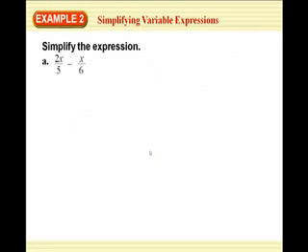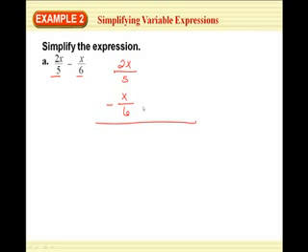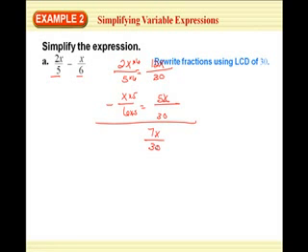Okay, simplifying variable expressions. Now here's those like terms again. We don't have common denominators, so I'm going to write them on top of each other again. We have to get a common denominator for 6 and 5, so you do it just like we did before. It's 30, 6 times 5. So I do x times 5, which is 5x, and times 6, which is 12x. So now I have 12x minus 5x, which is 7x over 30. That should be the answer.